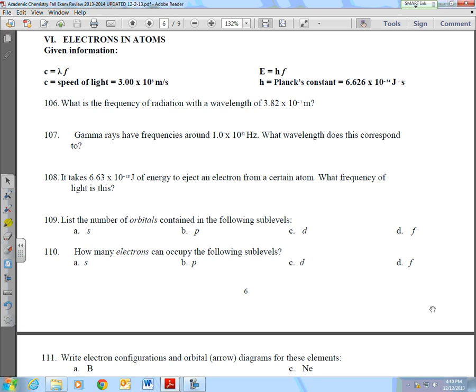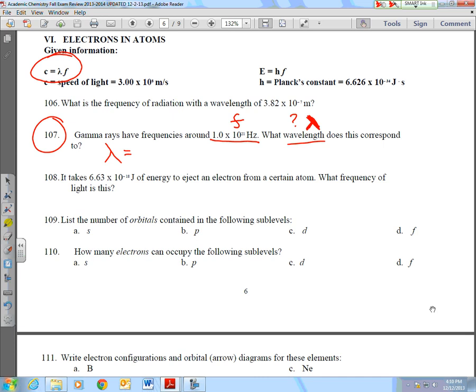So 107. Gamma rays have frequencies around 1.0 times 10 to the 21st hertz. What wavelength does this correspond to? Okay, so they're giving me the frequency. So this is F, and they're asking me to solve for wavelength. This little symbol, which is lambda, is for wavelength. Well, I can figure that out by using this equation. But what I need to do is rearrange the equation to solve for wavelength.